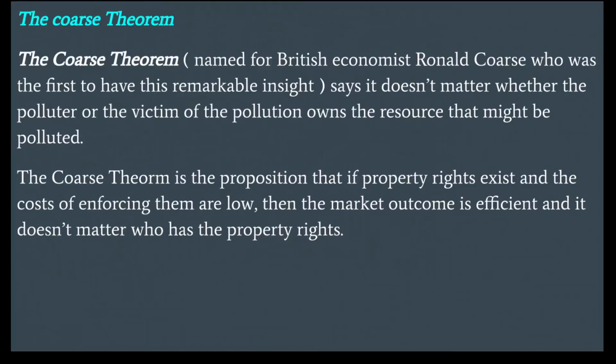The Coase theorem. The Coase theorem, named for British economist Ronald Coase, who was the first to have this remarkable insight, says it doesn't matter whether the polluter or the victim of the pollution owns the resource that might be polluted. The Coase theorem is a proposition that if private property rights exist and the costs of enforcing them are low, then the market outcome is efficient and it doesn't matter who has the property rights.